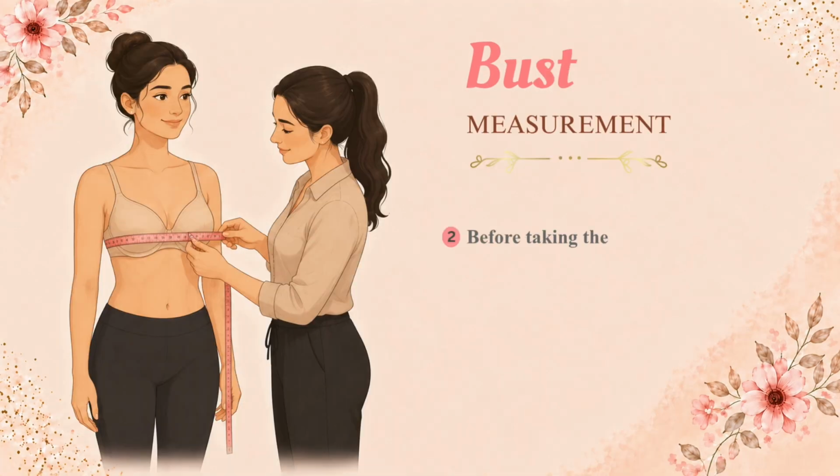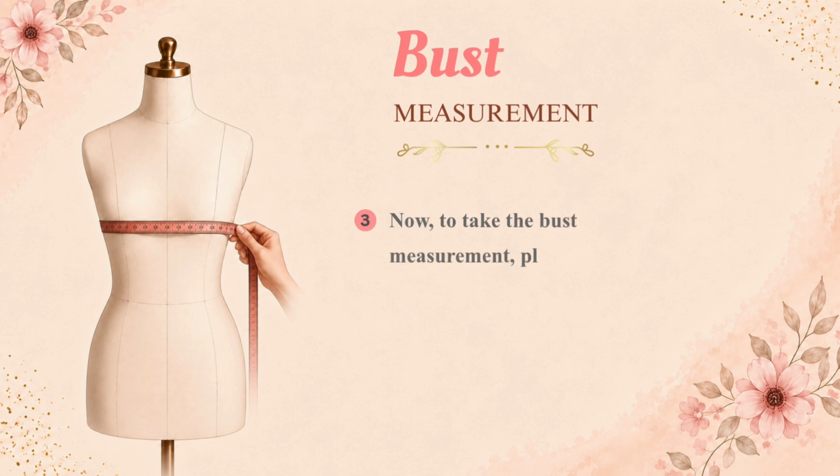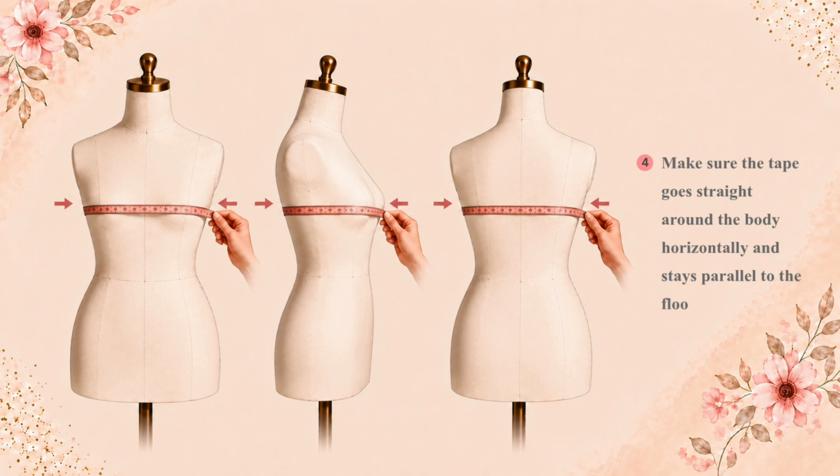Okay, before taking the measurement, try to wear a well-fitted bra. That makes a big difference and helps us get a much more accurate measurement. Now, to take the bust measurement, place the measuring tape around the fullest part of the bust. Make sure the tape goes straight around the body horizontally and stays parallel to the floor all the way around.